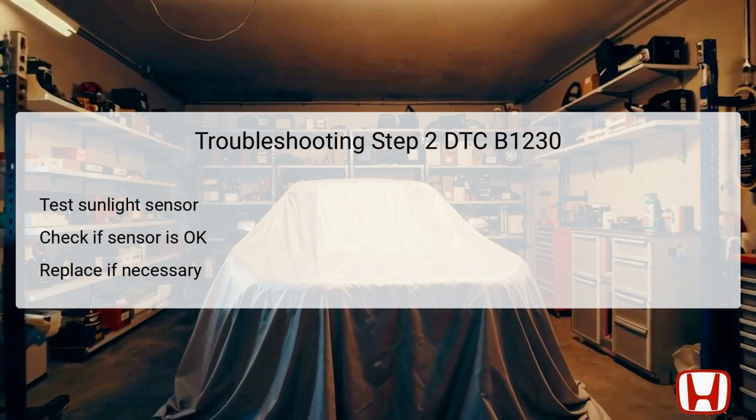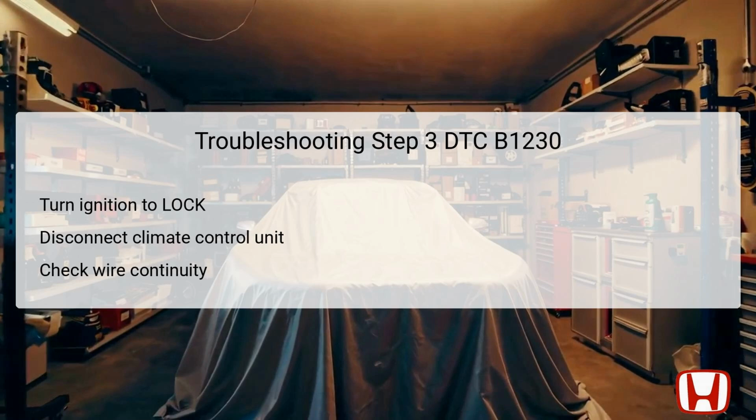Once the initial diagnostics are completed, the next task is to test the sunlight sensor to determine whether it is functioning appropriately. This can involve using specific testing equipment to measure its output under various light conditions. If the sunlight sensor tests properly and is deemed okay, you will proceed to the next step in the troubleshooting guide. However, if the sensor is found to be malfunctioning or defective, it is necessary to replace it with a new unit. Ensuring that the sunlight sensor operates correctly is crucial, since a faulty sensor leads to incorrect climate control performance.